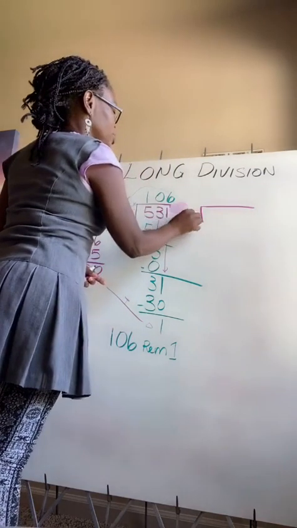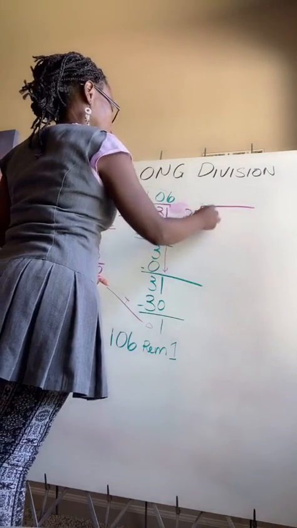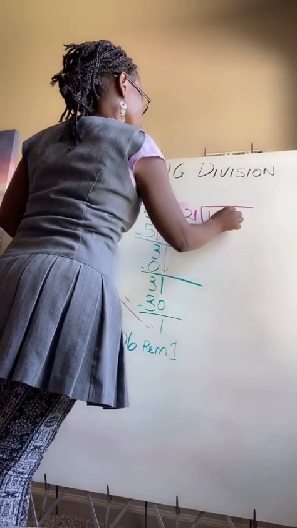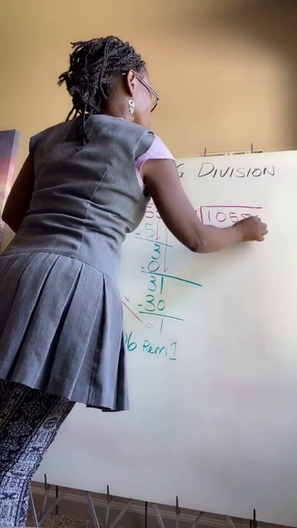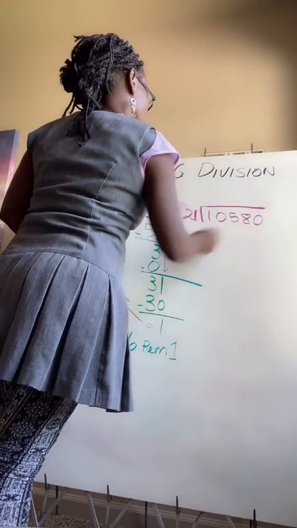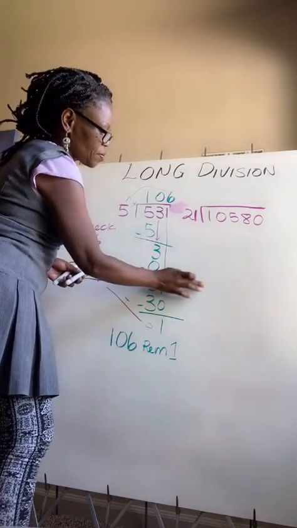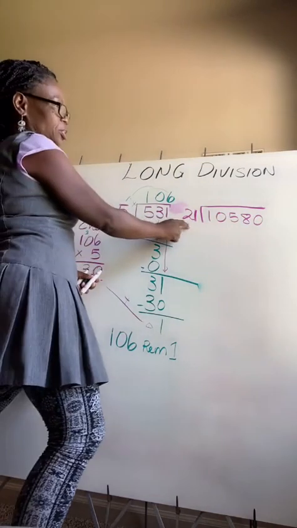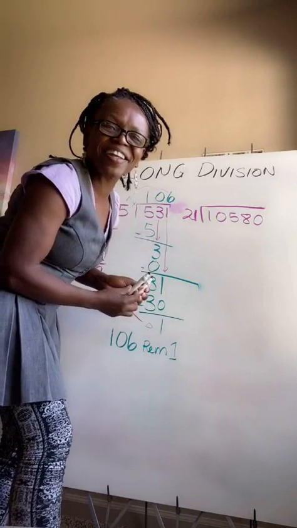We will say 21 into... okay, let's try dividing with, now we've changed from 1 digit to 2 digits. Okay, this is how we start.